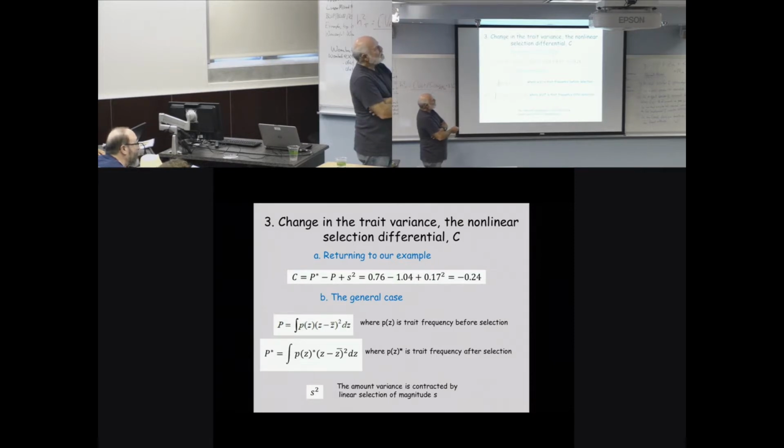So what is this thing S squared that we're going to add in there? We're going to wonder about that, but for right now, knowing this, we're going to define our coefficient C in this way. For our data set, it turns out that our measure of C is minus 0.24. That is to say, there's a contraction of variance. Our variances were 1 before selection, so this is like a 24% contraction in variance once we do the correction S squared, which we're going to talk about in a minute.